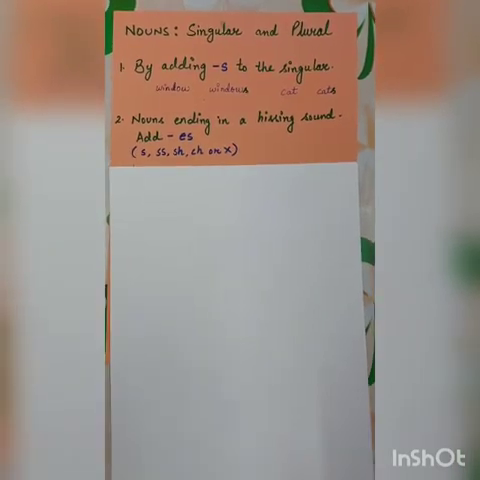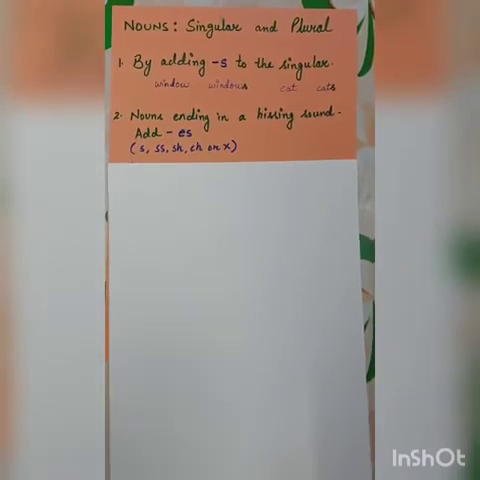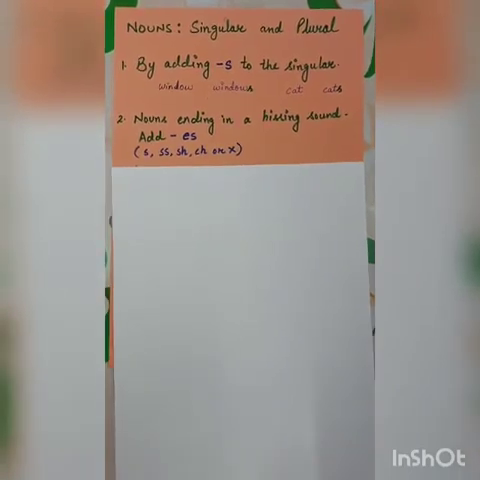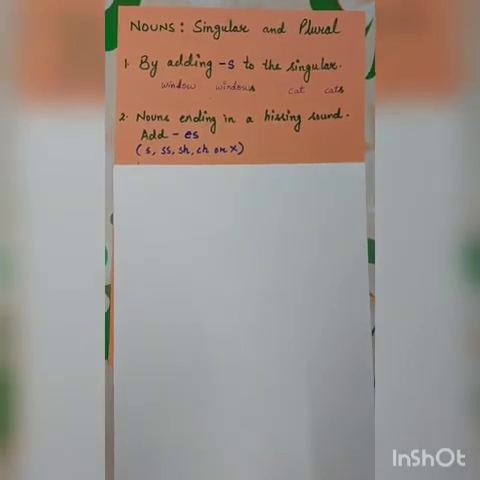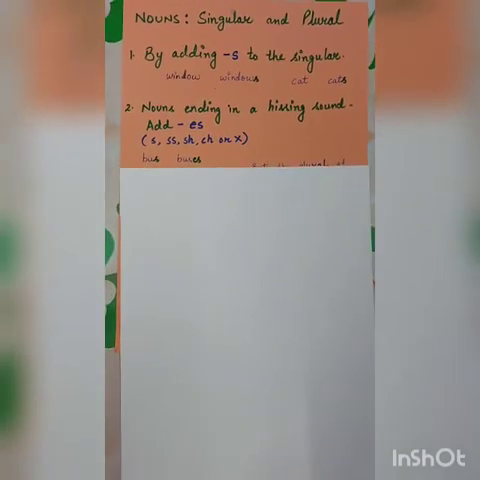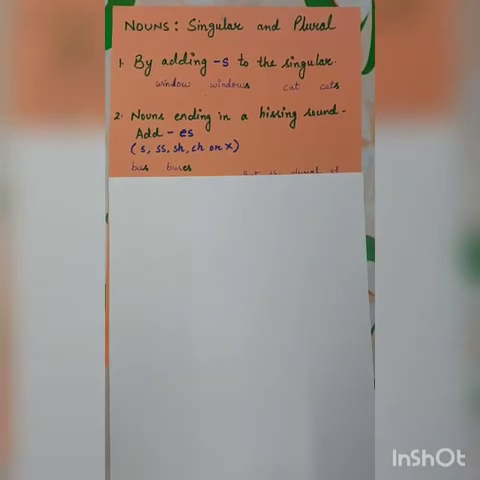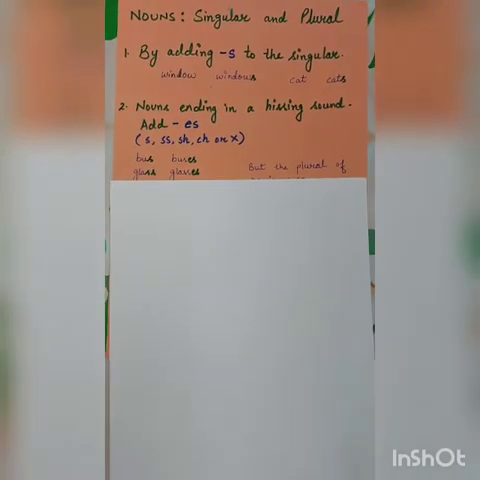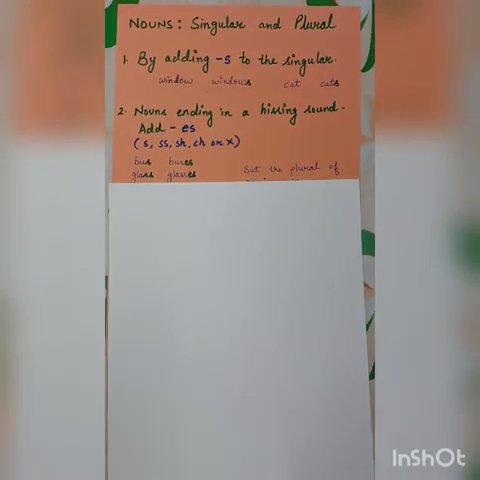Second rule is nouns ending in a hissing sound add es. So es is added to the nouns that are ending in a hissing sound or with letters like s, double s, sh, ch or x. Now let's have a look at some examples. Bus. The word bus ends with the letter S. So, to make it plural, we have added ES to it. Glass. Now, the noun glass is ending with double S. So, again, to make its plural, we will add ES to it.